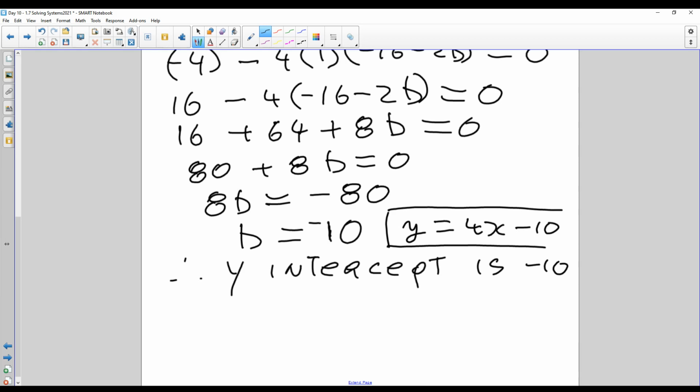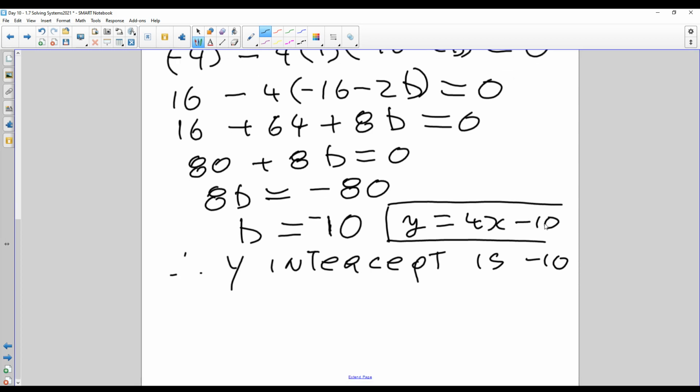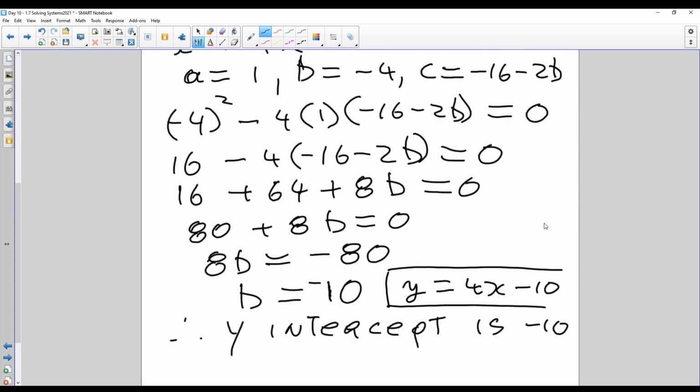Let's get the y-intercept now, right? Not the y-intercept, we have the y-intercept, sorry. Let's get the POI now, right? The point of intersection. That's what we're trying to find now. Where does this straight line intersect with the quadratic? So now we have the full equation. So remember, it's this: y equal to 4x minus 10.